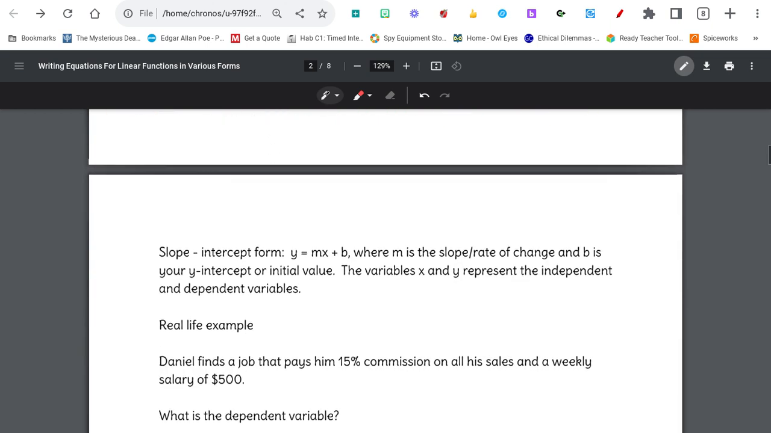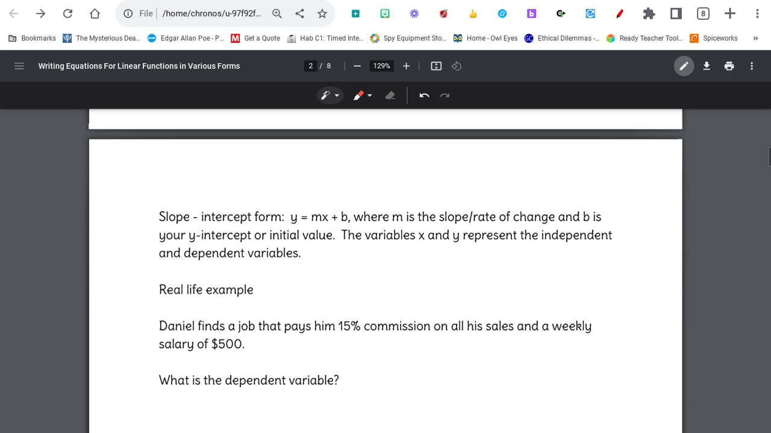All right, let's take a look at another example. So that's standard form. Let's talk about slope intercept. All right, so slope intercept form is Y equals mx plus b, where m is your slope, we call it rate of change, guys. B is your y-intercept or your initial value.